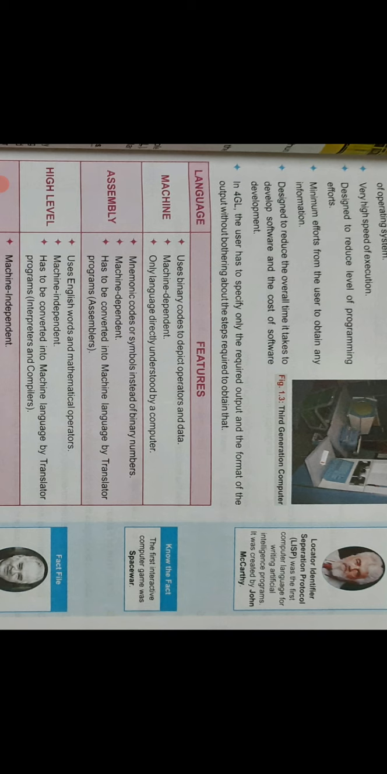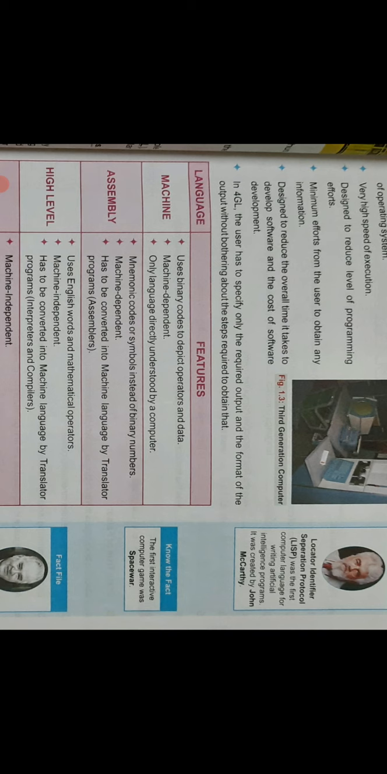So, what is the answer? Assembly language, also known as second generation language, consists of mnemonic codes instead of zeros and ones. Assembly language programs require a translator called assembler to convert it to machine language.